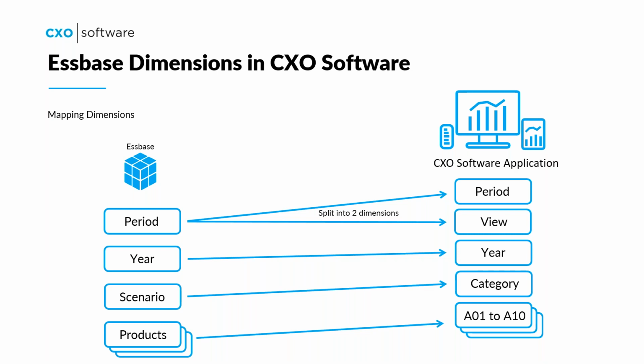You can see the other ones one-to-one here, year to year, scenario to category. Products have just been replaced by A1 through to A10, but there's no limit to how many dimensions can be brought across into CXO, including custom dimensions.